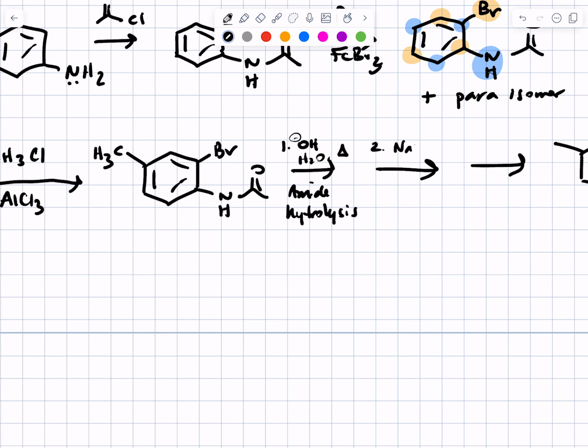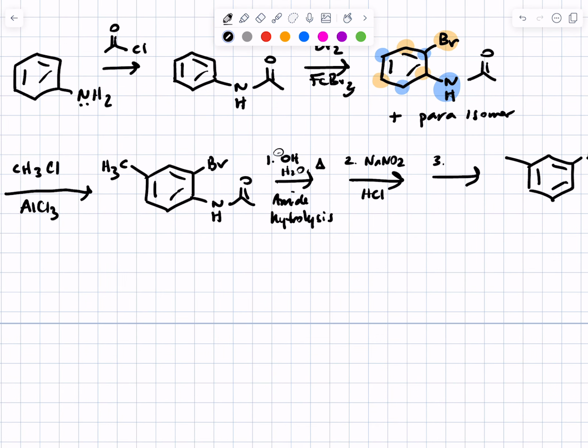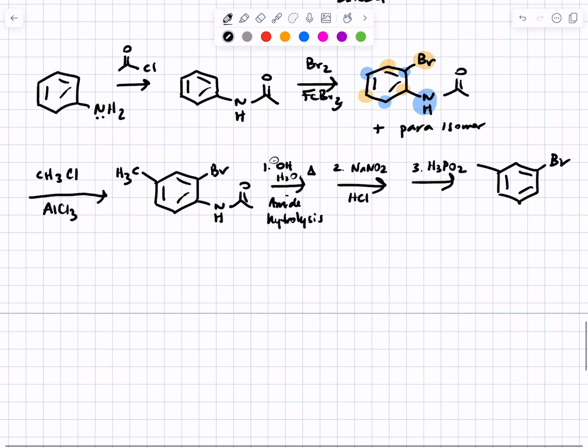Second, we would do the diazotization to convert it into the diazonium ion. Third, we would use the hypophosphorus acid. And then in place of that nitrogen, we have a hydrogen. It looks like it was never there in the first place.